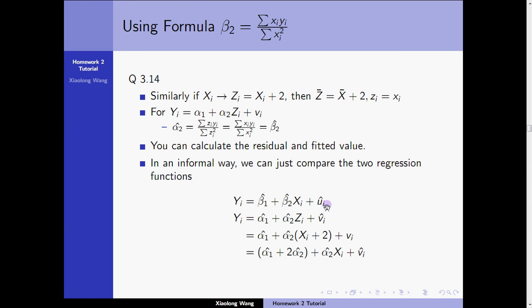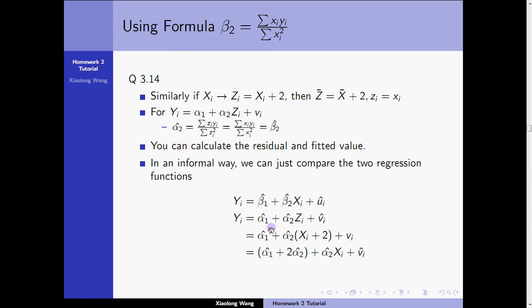If we compare the first line and the last line, you will see that because we have data on yi and xi, we will only get one estimated coefficient. So beta 1 hat will be equivalent to this term here, and then beta 2 hat will be equivalent to alpha 2 hat. That's why we see here in the calculation we get alpha 2 hat equals beta 2 hat, because they are equivalent terms if you compare these two regression functions.